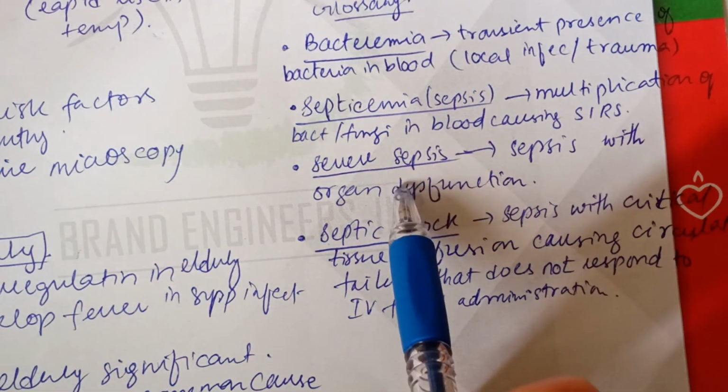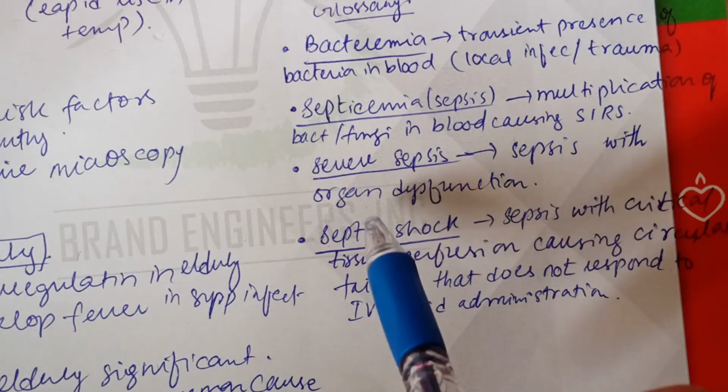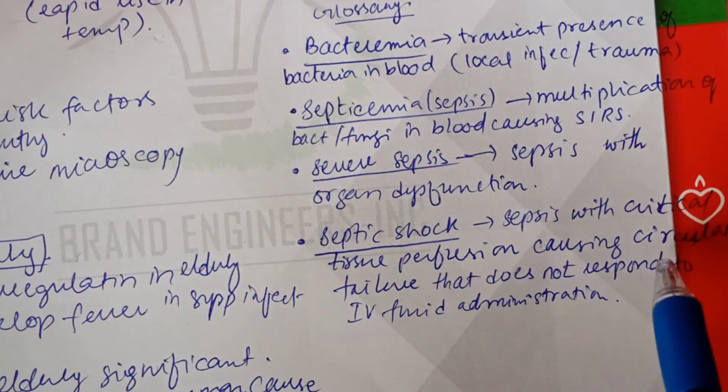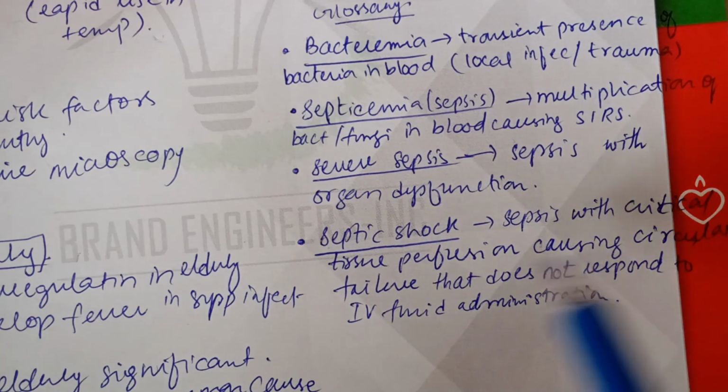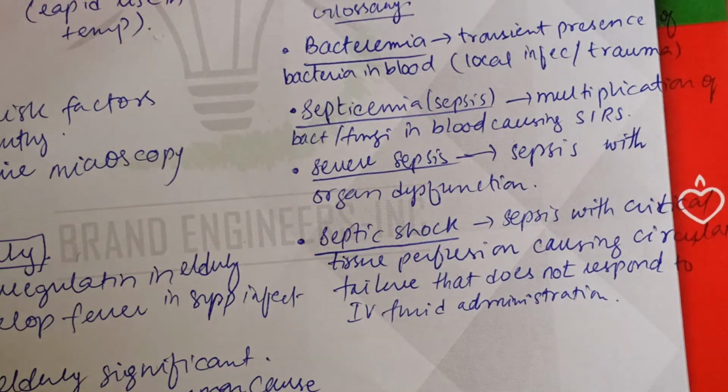What is severe sepsis? Severe sepsis is sepsis with organ dysfunction. And what is septic shock? Sepsis with critical tissue perfusion causing circulatory failure that does not respond to IV fluid administration is called septic shock.